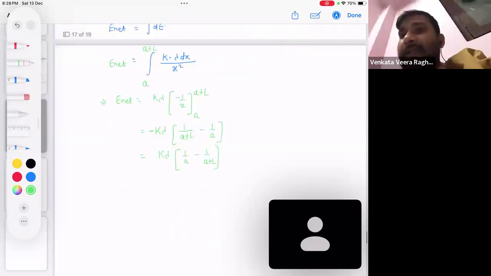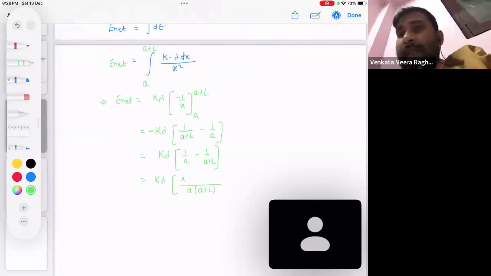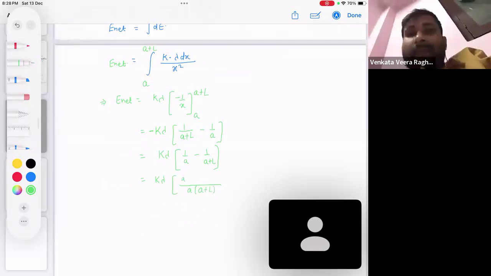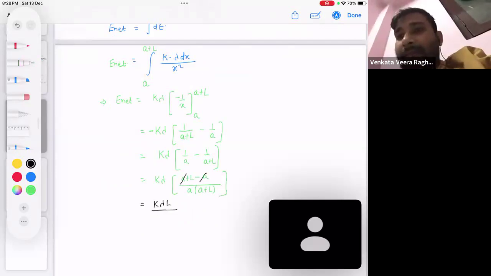We can do further simplification if you want. K lambda, if you take LCM it will become a plus l minus a, over a into a plus l. So a and a got cancelled out. What we have is k lambda l by a into a plus l. That is the net field at that point.